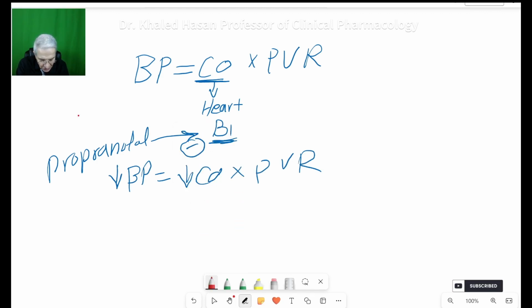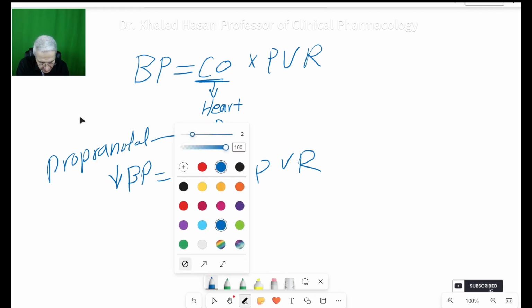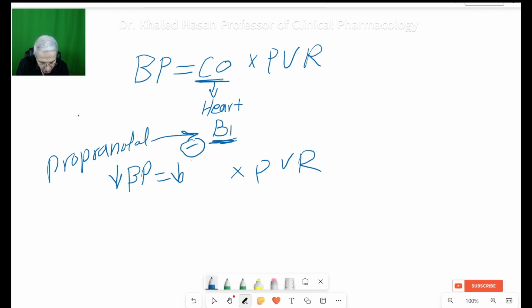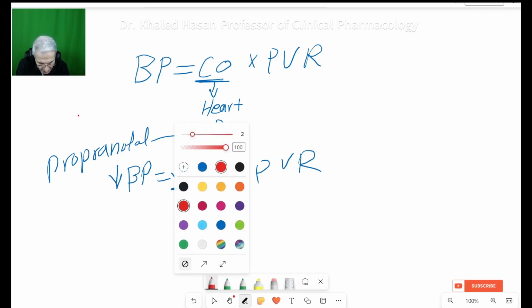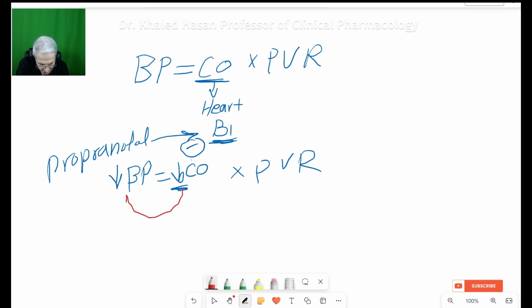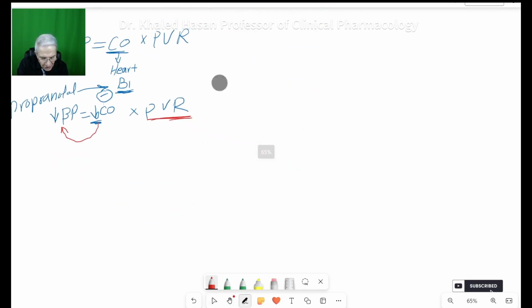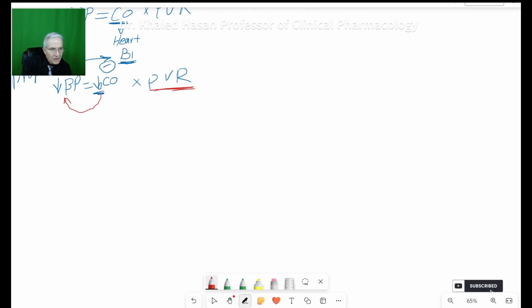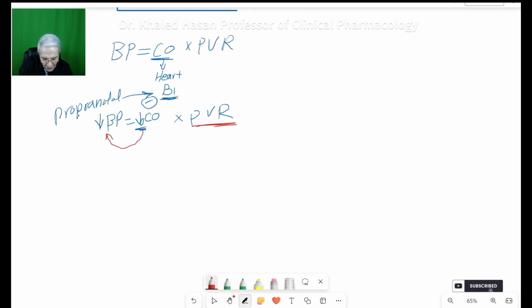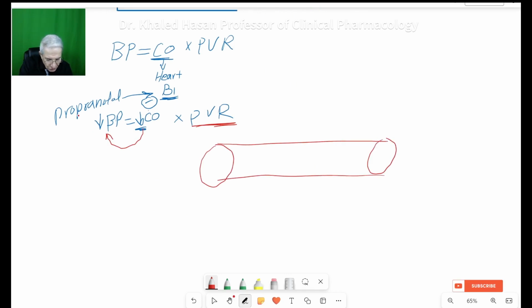Let me clean this, just one minute. Decreased cardiac output will lead to decreased blood pressure according to this equation. But then they started looking at the peripheral resistance, what happened there, and what they found later on. If you go back to the first slide, we discussed that together. So they looked at the blood vessels.